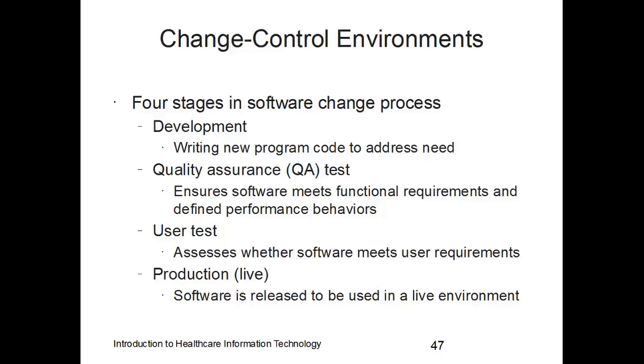When it comes to change control environments, there are 4 stages in the software change process. You have development, quality assurance test, user test, and then production. Development is the actual writing of the new program code to address the needs. The QA test, or quality assurance test, this ensures that the software meets functional requirements and defined performance behaviors.